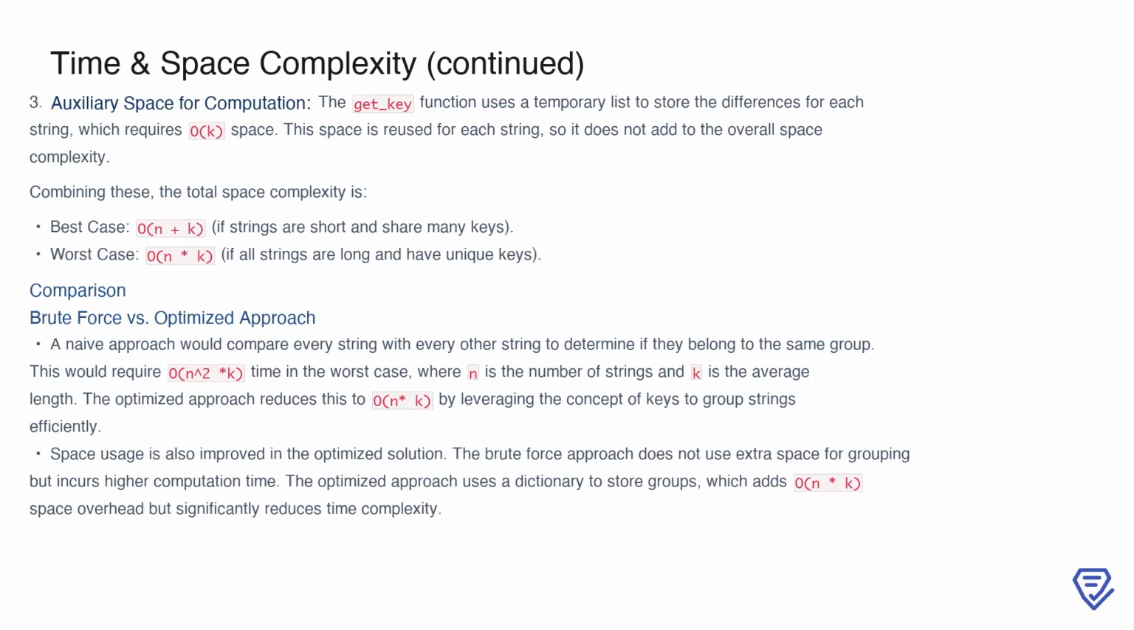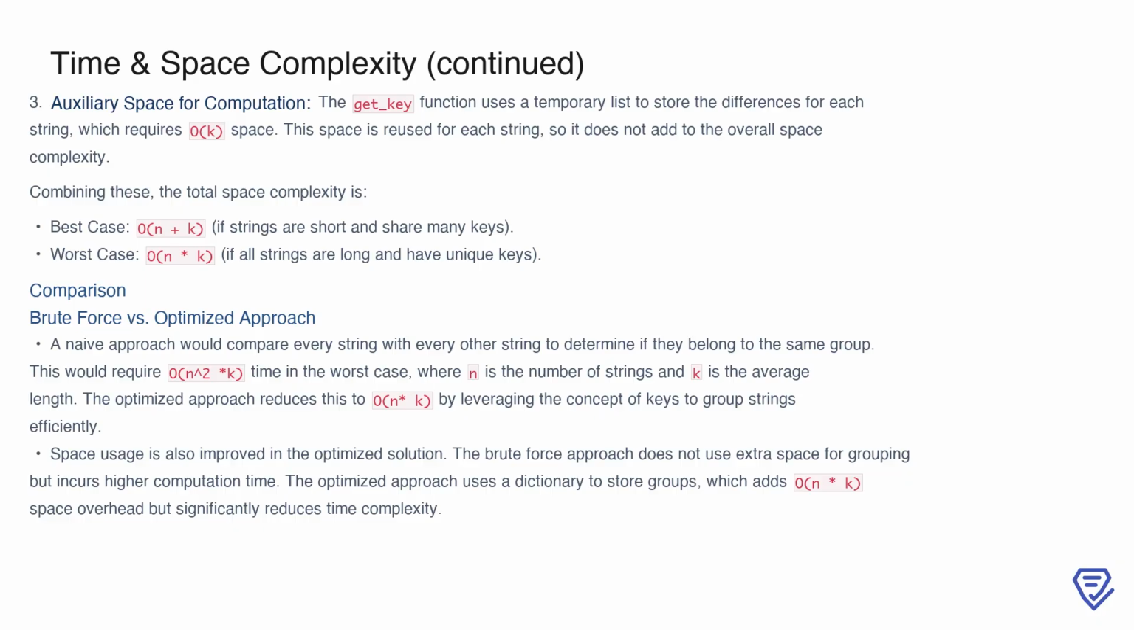Another aspect of space complexity comes from the temporary list used in the get_key function to store the differences between characters. This list requires k space per string. However, since this space is reused for each string, it does not add to the overall space complexity. Combining all these components, the total space complexity is n plus k in the best case, where strings are short and share many keys, and n*k in the worst case, where all strings are long and have unique keys.